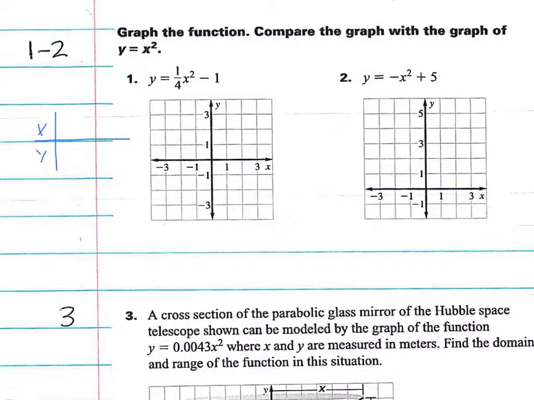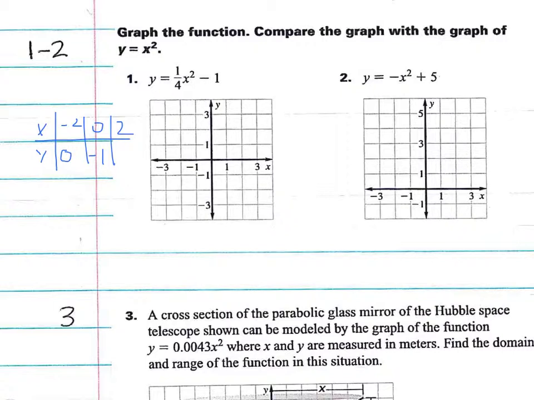I'm going to pick -2, 0, and 2. And you want to pick at least 3 points, and if things don't seem to be mirroring on either side, you might choose some more, but this one will. So when we plug a -2 into x squared, -2 squared is 4. 1/4 times 4 is 1, and 1 minus 1 is 0. 0 squared is 0, and 1/4 times 0 is 0. So 0 minus 1 is -1.